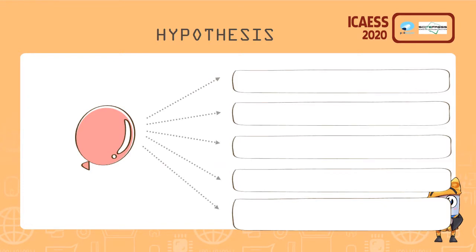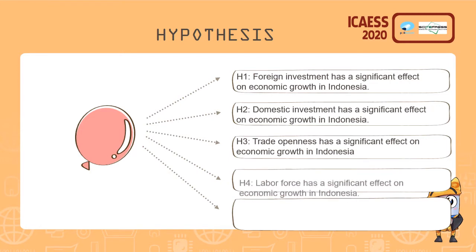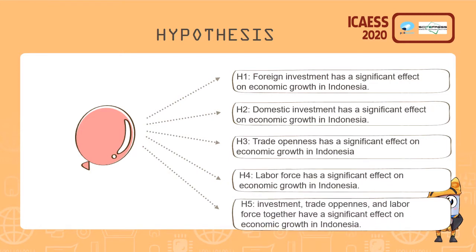Next, hypothesis. Hypothesis 1. Foreign investment has a significant effect on economic growth in Indonesia. Hypothesis 2. Domestic investment has a significant effect on economic growth in Indonesia. Hypothesis 3. Trade openness has a significant effect on economic growth in Indonesia. Hypothesis 4. Labor force has a significant effect on economic growth in Indonesia. And last, hypothesis 5. Investment, trade openness, and labor force together have a significant effect on economic growth in Indonesia.